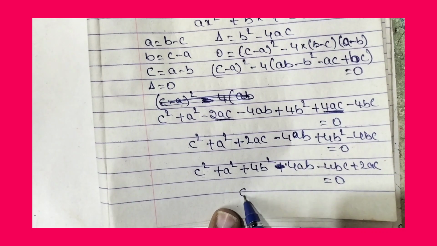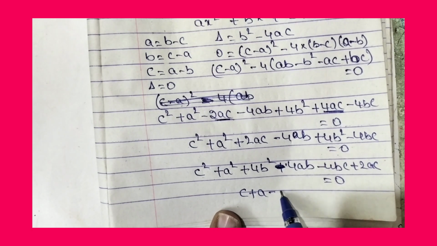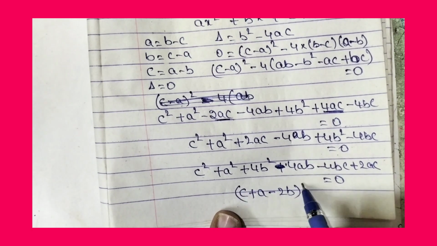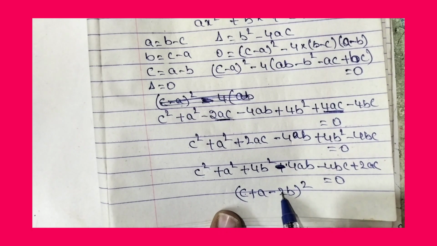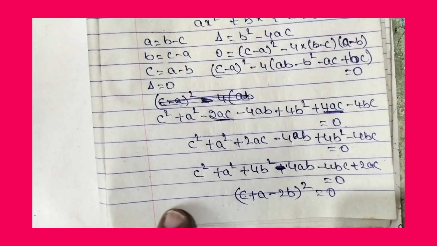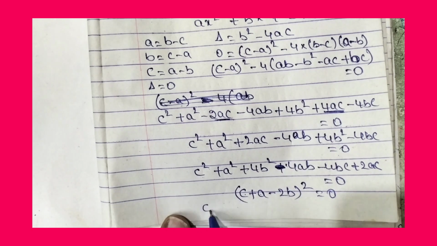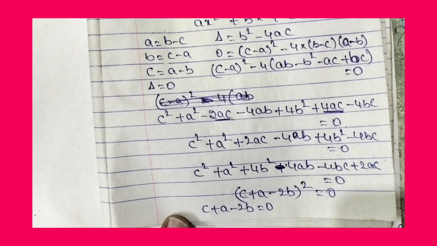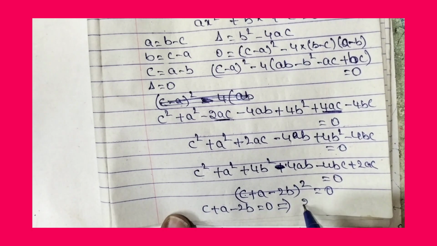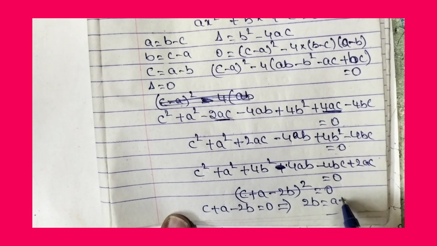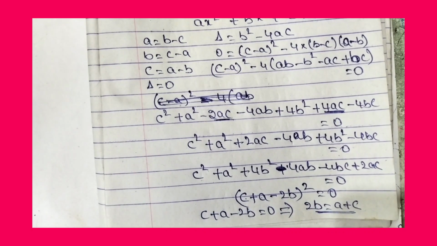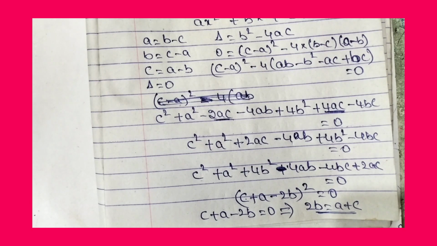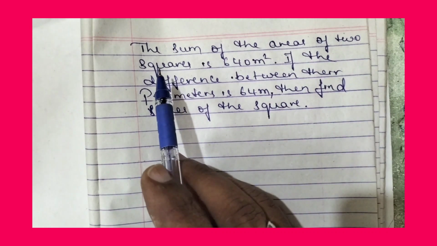It is in this form. So concluding this, we can write c plus a minus 2b whole square, which is equal to 0. So you remove the square and put the square root. So c plus a minus 2b is equal to the square root of zero, which is zero. So shift this minus 2b to this side, therefore 2b is equal to a plus c. So like this we have to find out. So we have to show that 2b is equal to a plus c. Now let us move to the next question.